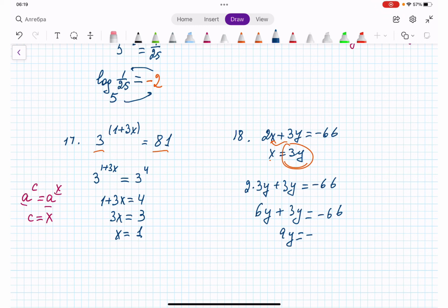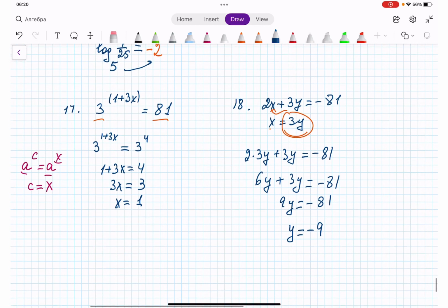Well, I don't like it. 66 is not divisible by 9. Let me change it. I'm going to change it here, put 81, to avoid fractions, because fractions are not my focus right now. And from here, y will be equal to negative 9, because negative 81 divided by 9, we are getting negative 9.